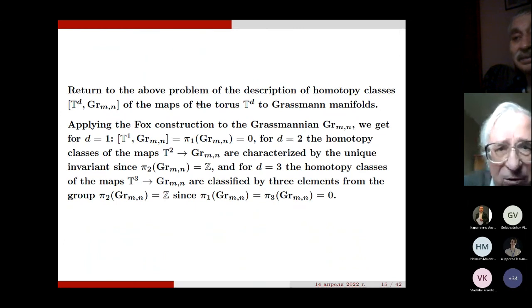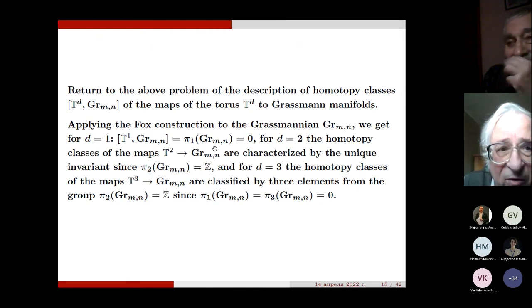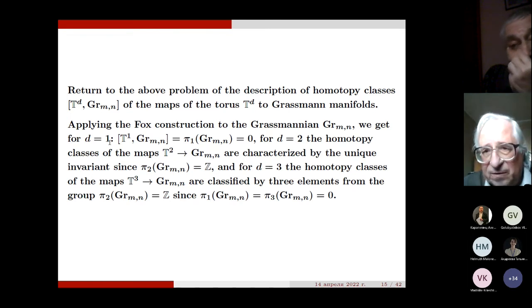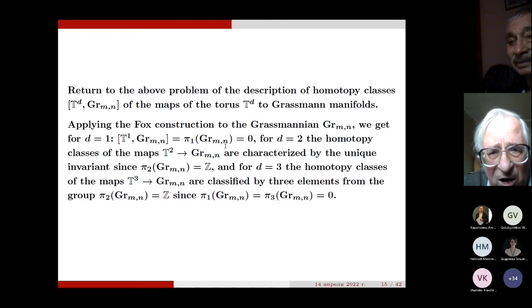Okay, return now to the above problem of the description of these homotopy classes, where X is the Grassmann manifold. Applying the Fox construction to the Grassmannian, which we are interested in, we get for d equals 1 — I just give 2 examples which are most interesting from a physical point of view. For d equals 1, this group is the same as pi 1, as I said before, and pi 1 of Grassmannian is equal to 0 if n is sufficiently big, and we shall always assume this.